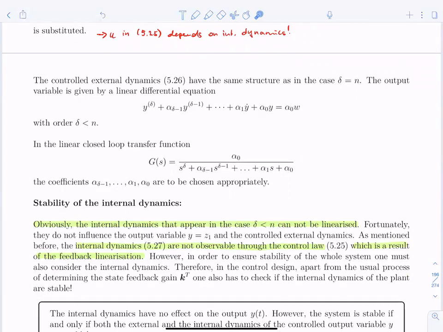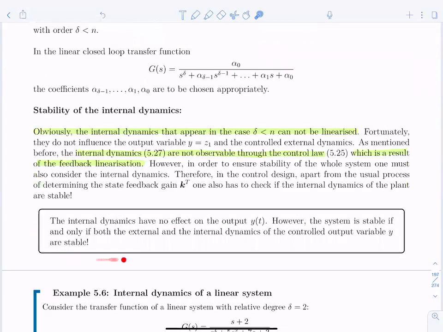This is very important, and it's put in a box here. You have to check that the overall system is stable. So it means, first of all, you have to design a stable controller for the external dynamics, which you should already know. So you choose the proper coefficients of the characteristic polynomial, leading to a nice closed loop dynamics. But then you have to check separately if the internal dynamics are stable. And I'm going to give you an example of how this works, okay?